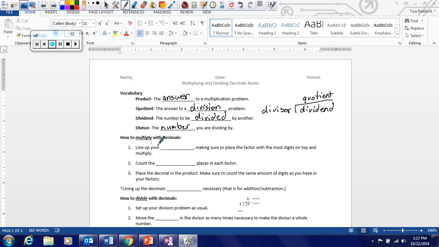Alright, how to multiply with decimals. You're going to line up your numbers, not the decimals. Then you're going to count the decimal places in each factor. And then when you're done multiplying, you're going to make sure that the same amount of digits are to the right of the decimal as in both of your factors. Lining up the decimals is not necessary. You're going to add yourself extra zeros and extra headaches. No sense in that.